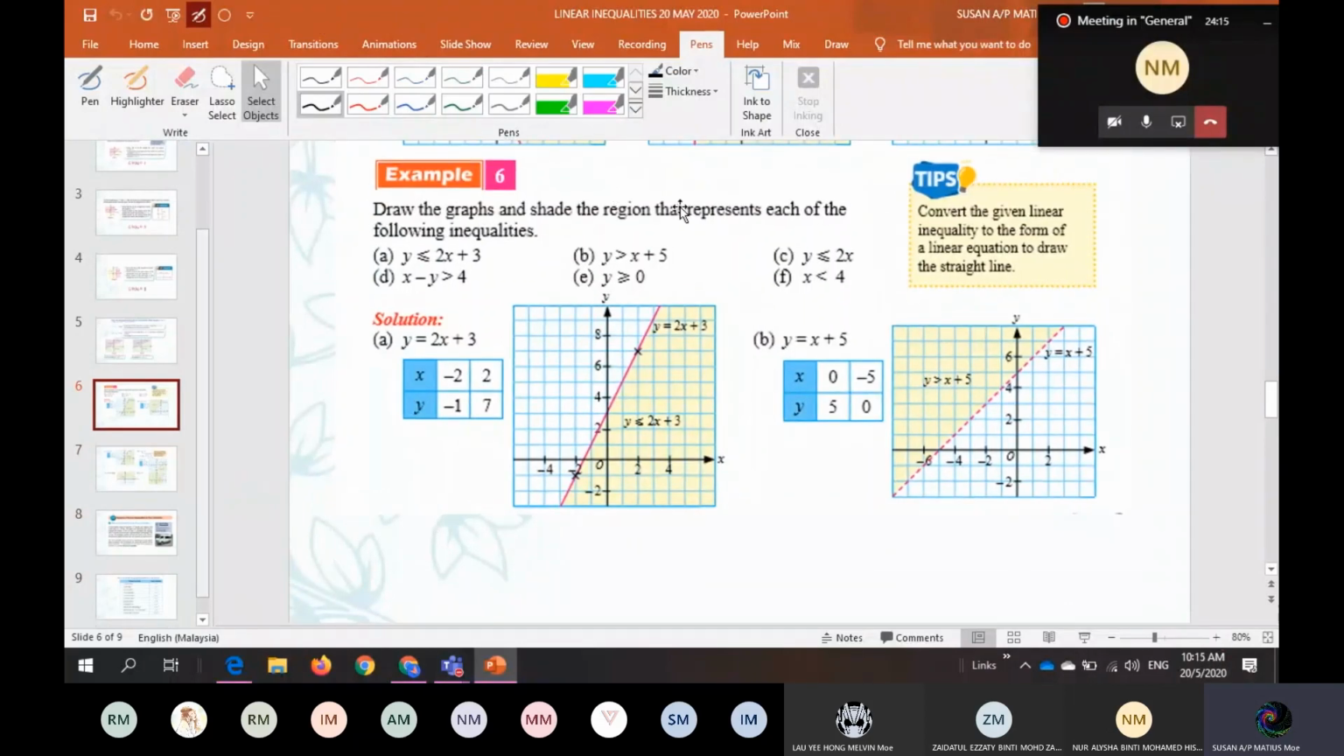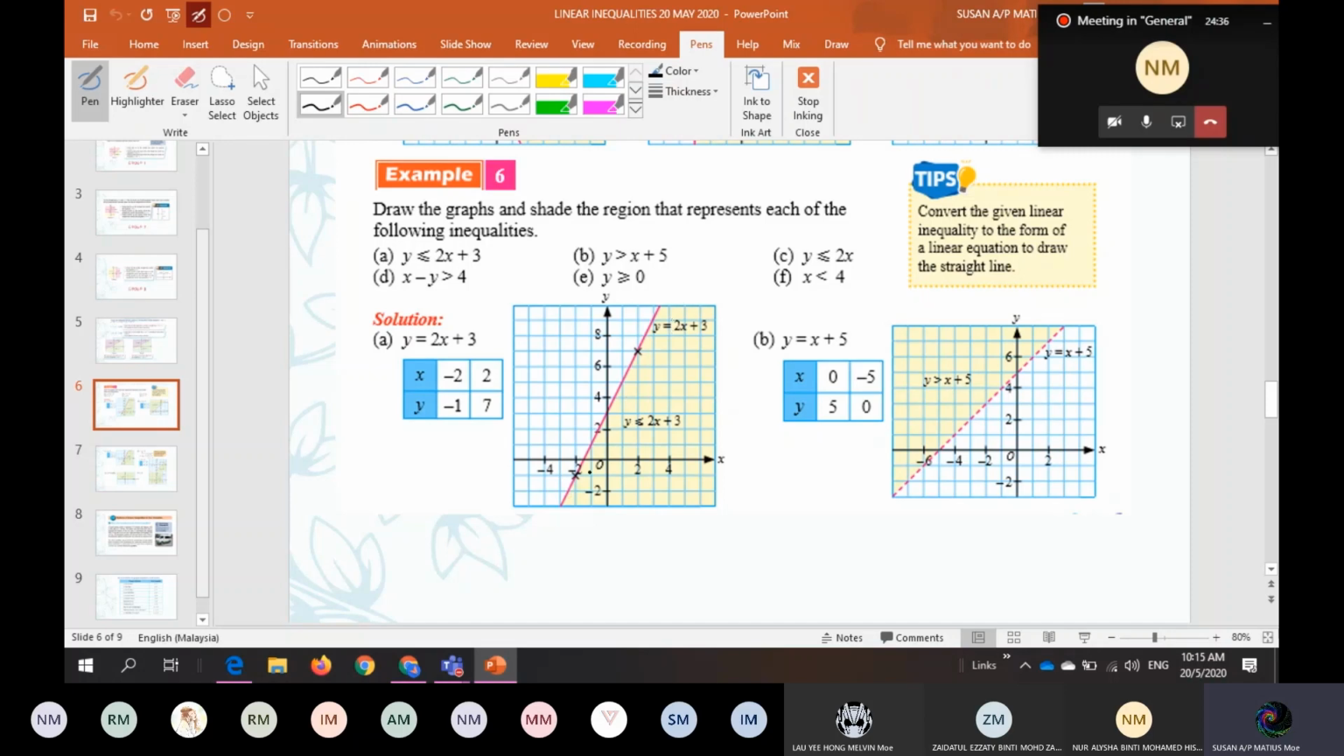Okay, so if you look at this, in this case they are only using y equals 2x plus 3. So this is the inequality. So you have to build a table. In the table, you don't need to put too many values, just two values is good enough, one positive value and one negative value. Okay, and then just draw the graph.